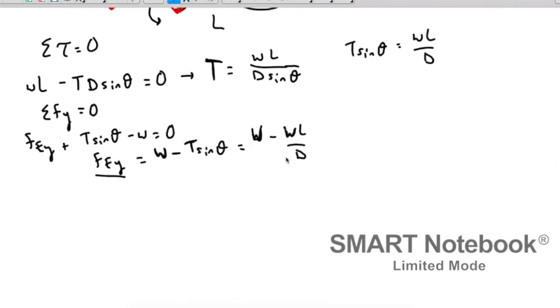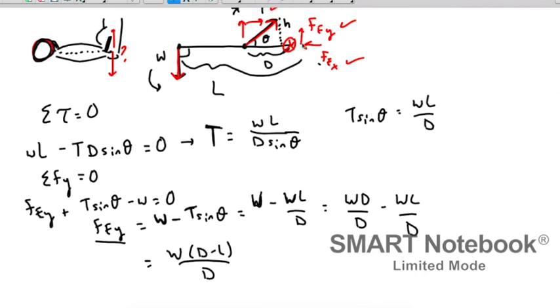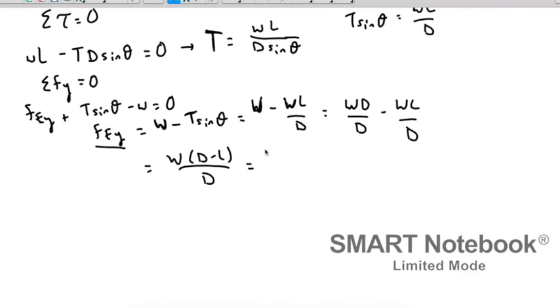We could get this in a more algebraically satisfying way. We could say this equals WD over D, just multiply this first W by D over D, minus WL over D. We could factor out a W. And we know that D minus L is negative. D was the short distance, right? D was the distance that the tendon is away from the elbow. And so ultimately, we could factor out a negative, and we could say that this force is negative W times L minus D over D.